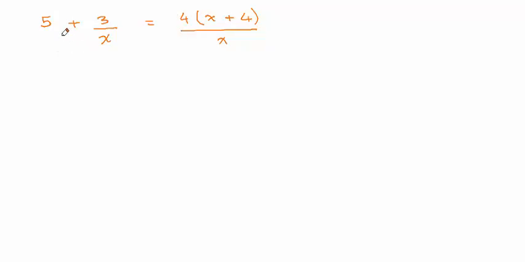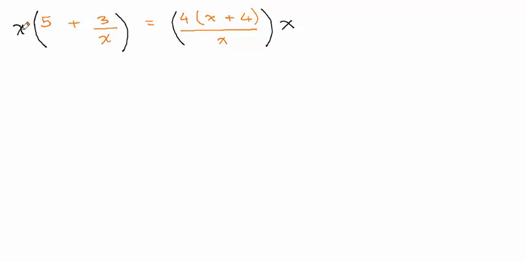Now, if you look at the denominators, there's an x here, there's an x here, and there's nothing under the 5. So we can always think of it as 5 over 1. So there's a 1 here. And the LCM of 1 and x obviously is x. So what I'm going to do is multiply this side with x, all of that, and this side with x, all of that.